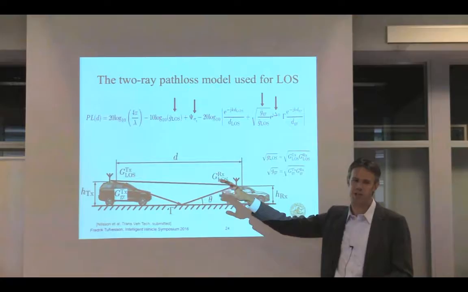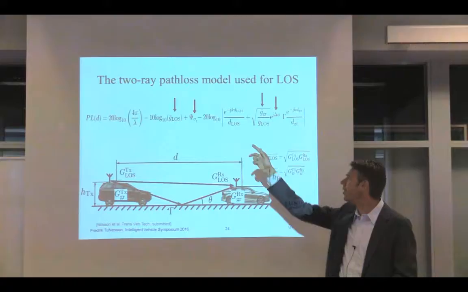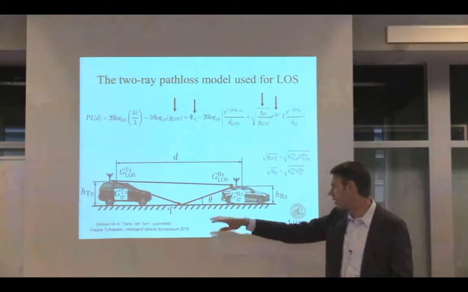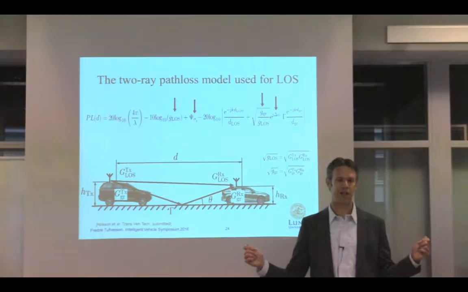Because we should not take for granted that line of sight is always nice and easy, because there will be certain distances where those two cancel each other and we get a very bad signal, even though it's line of sight between two vehicles.